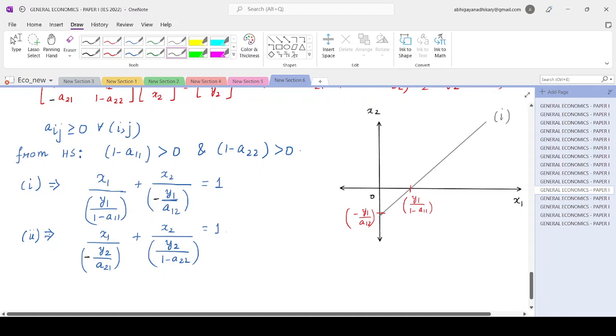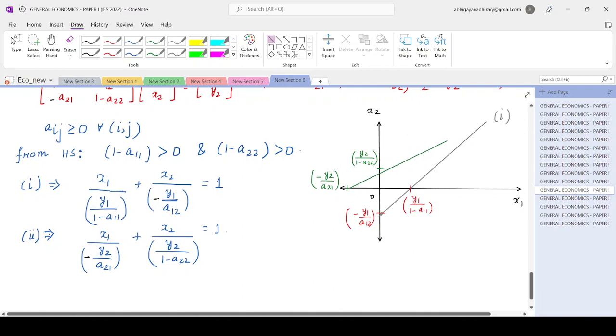Okay. And coming to the second one, the x1 intercept will be negative, so it will be somewhere over here. So that is minus y2 by a21, and your x2 intercept will be positive because 1 minus a22 is actually positive. So that is y2 divided by 1 minus a22. Okay, so if you just join them, now look at this thing.